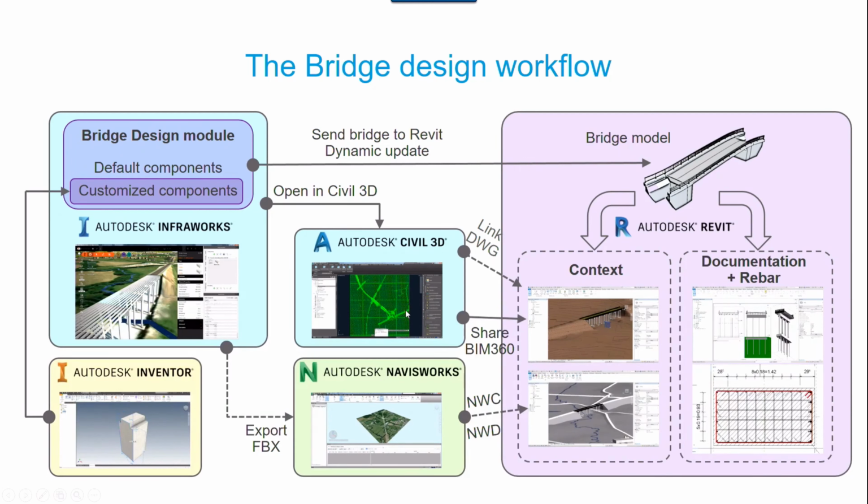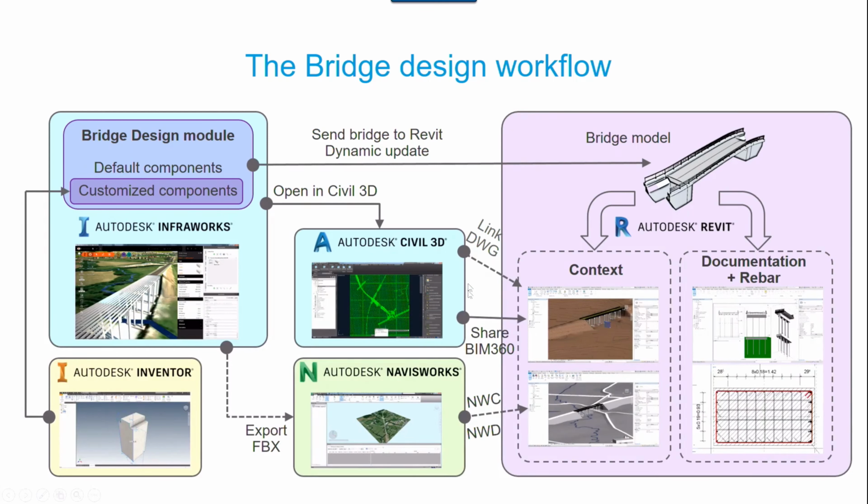We have put here other links, because of course this is a new feature from this year. So of course you can link DWG and you can send through Navisworks in FBX the terrain and then send to NavisWorks format to Revit.